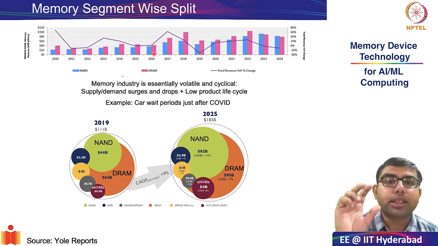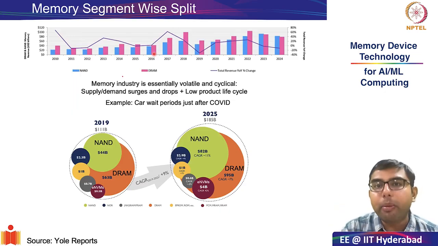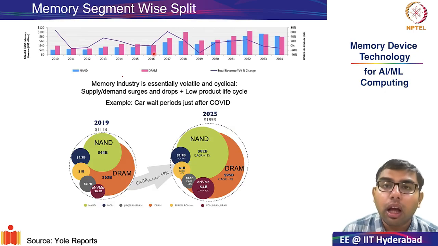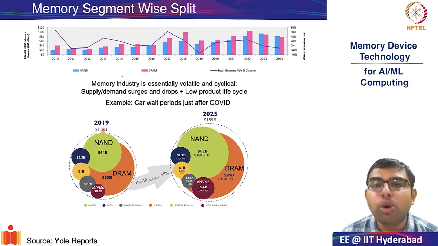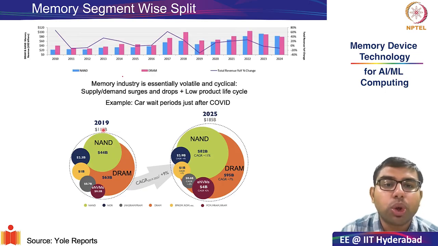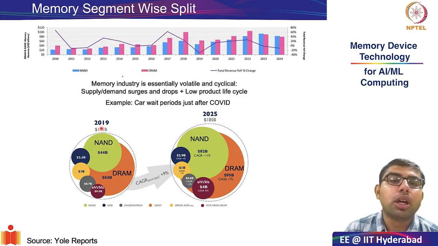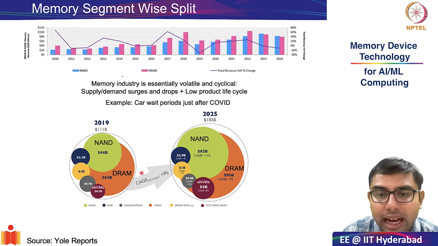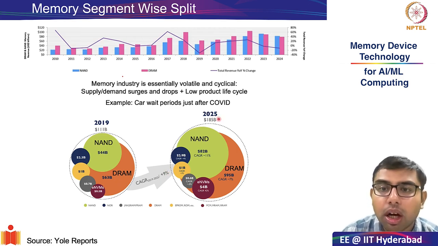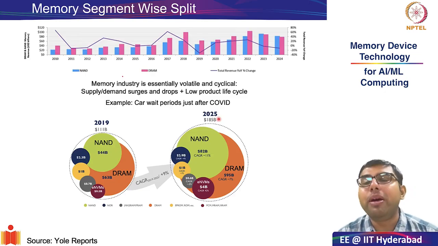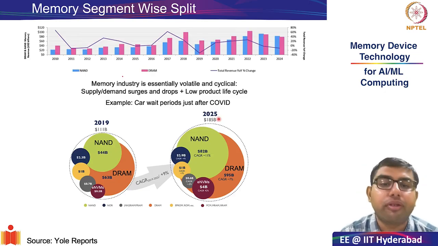Okay, so with this, let's also look at the segment-wise split in the growth of the memory market. In 2019, this is only for standalone because you cannot see the SRAM. So 2019, it was $111 billion and it is growing at a CAGR of 9%, projected to be $185 billion in 2025. Remember what CAGR was?